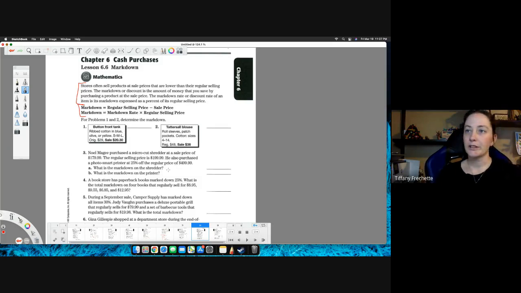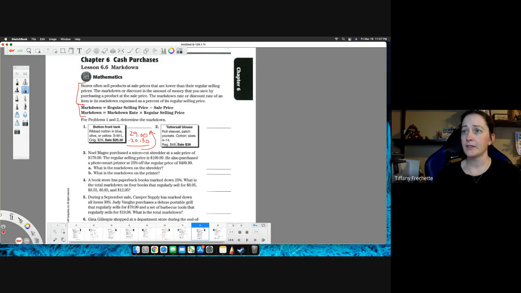All right, so if we look at this one, we have button front tank. So ribbed cotton in blue, olive, or yellow, small, medium, large, original $29, sale $20.30. So they just want to determine the markdown. So in this case, I have two prices. So I'm going to use this first guy here. So we have $29 original, and it's now $20.30. So I'm just going to subtract that, and that'll tell me what the markdown was. So, how much do I save on this one?